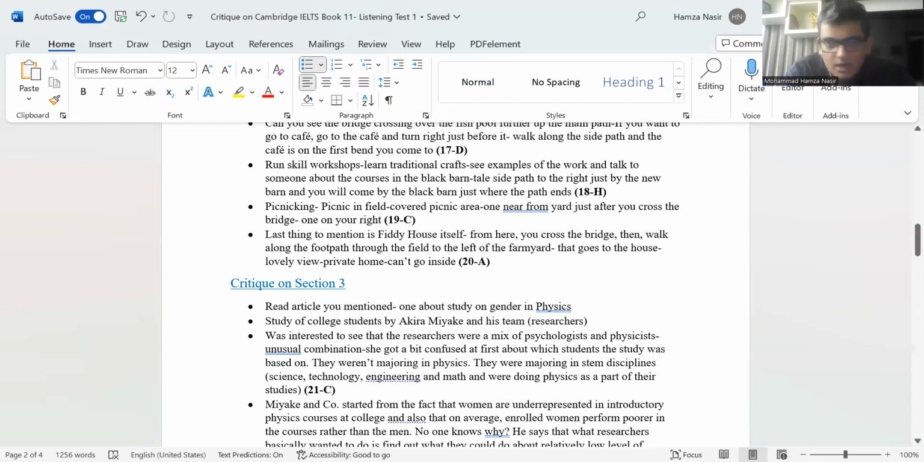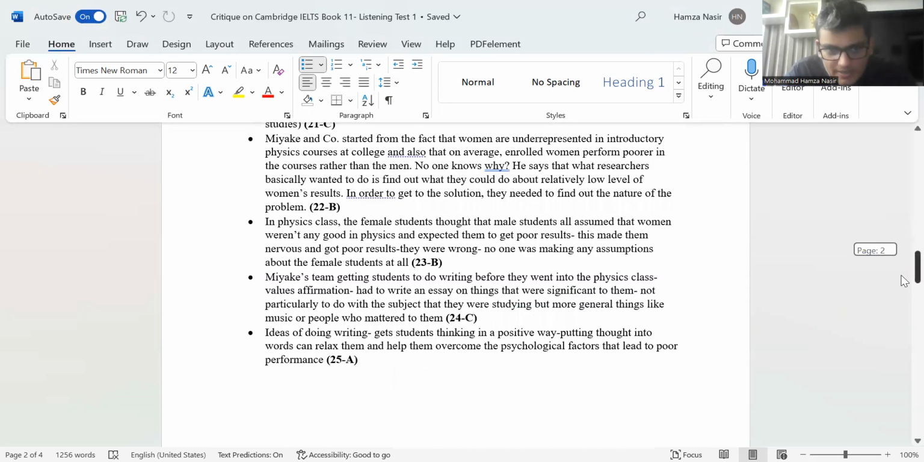So A is not possible. They were majoring in STEM disciplines, that is science, technology, engineering, or mathematics, and they were doing physics as a part of their studies. You have major modules and minor modules. Minors are a part of your study, but they're not majored in themselves. So what were they majoring in? STEM disciplines: science, technology, engineering, or mathematics. So the answer for question 21 is going to be geography.